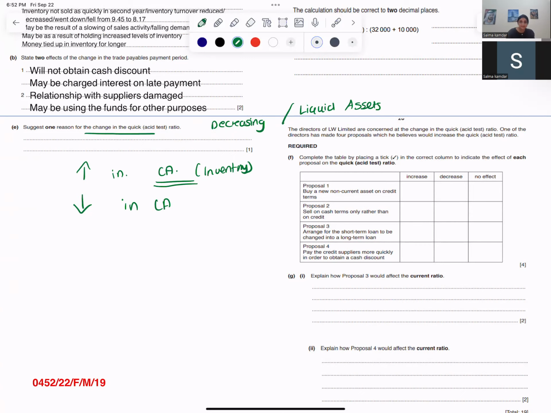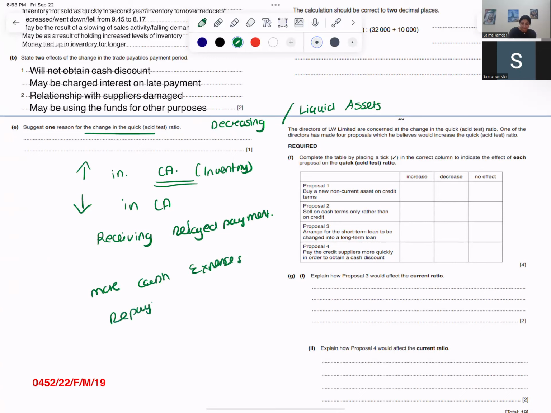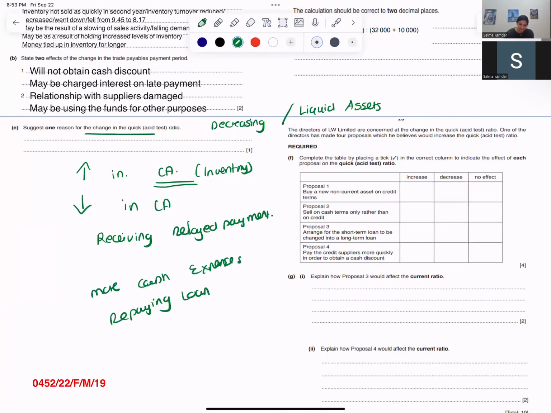Or maybe you are receiving delayed payments, or maybe you are doing more cash expenses. You are repaying your loan. That is the reason why your quick ratio is decreasing. Let's look at the next part.